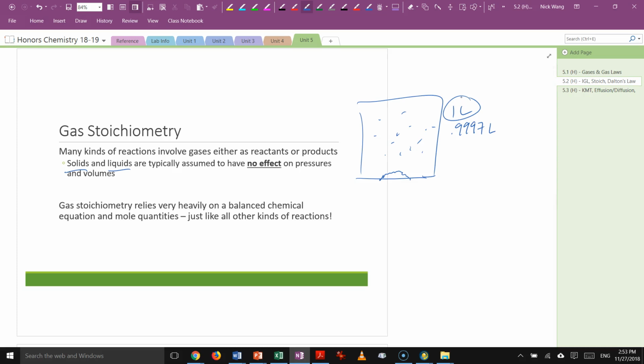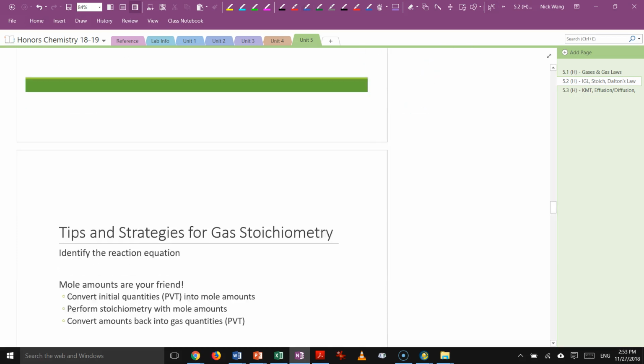Also worth noting, gas stoichiometry very much relies on balanced chemical equations and mole quantities, just like every other kind of reaction. So pretty much stoichiometry at this point is the same, except now we have to worry about gas calculations. In the same way that with solutions you have to worry about molarity, with gases you probably use a lot of PV equals nRT.